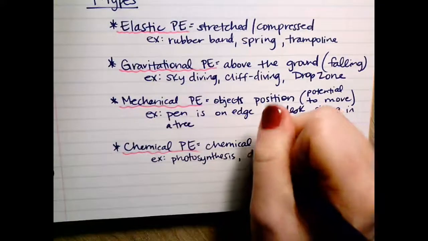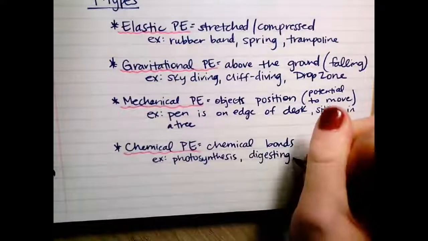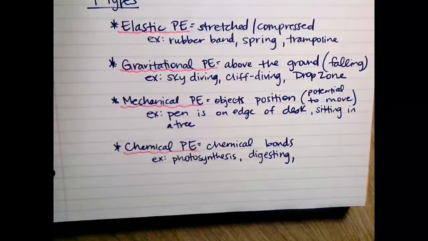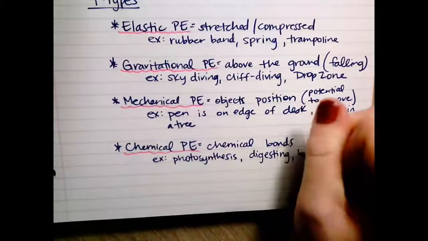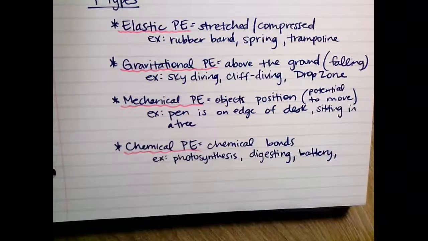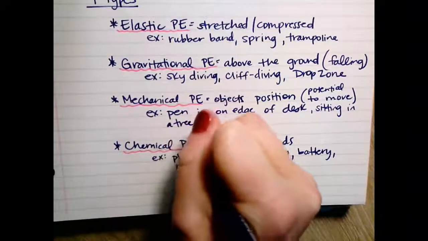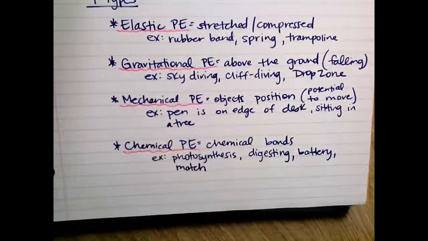You digesting is your body transforming that into chemical potential energy. So any type of food. And then another one would be like a battery. A battery stores chemical potential energy in it. And then also things like a match. That's a chemical bond that has the potential to create fire.